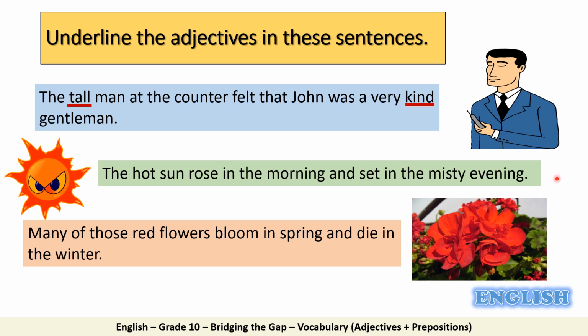In the second sentence, the hot sun rose in the morning and set in the misty evening. In this sentence, the adjective here is hot, which describes the sun, and misty, which describes evening. And finally, in the last sentence, many of those red flowers bloom in spring and die in the winter. In this sentence, we describe the flowers red.